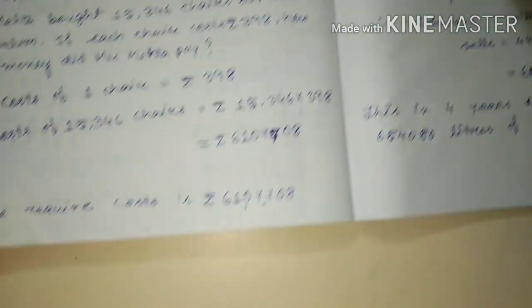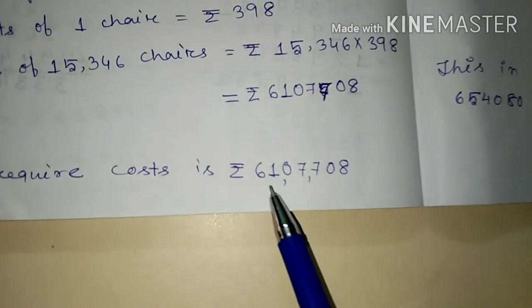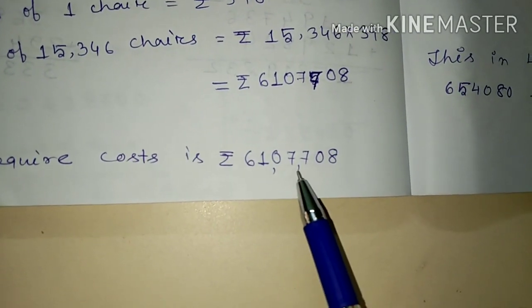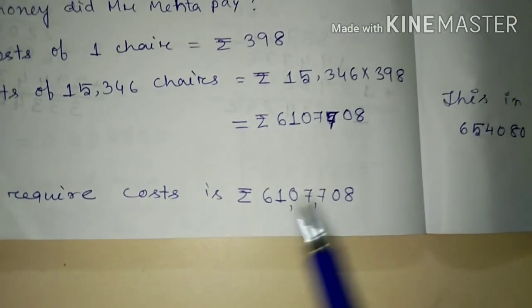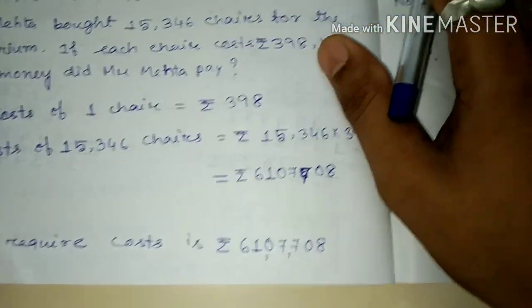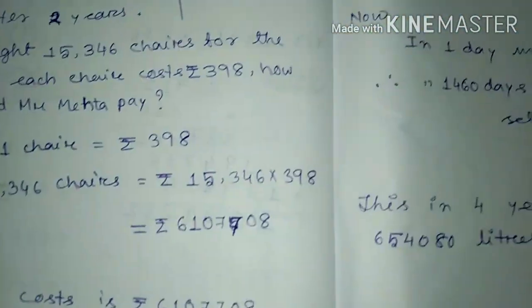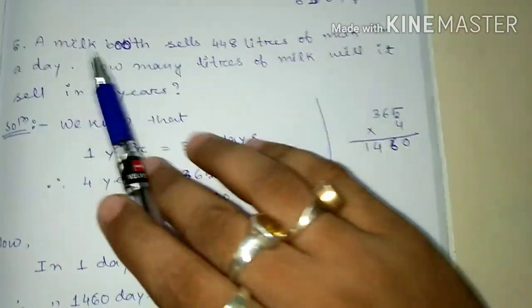So thus the required cost is what? 61,07,708 rupees. Okay, this is the cost of 15,346 shares. So now question number 4 is homework. You try to solve by yourself. So now question number 5. This is the last question of this exercise.